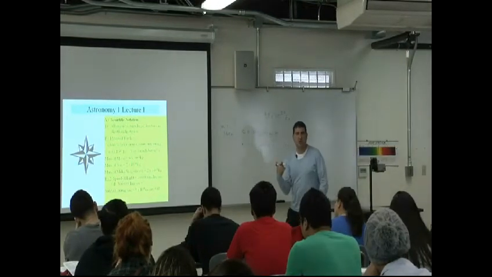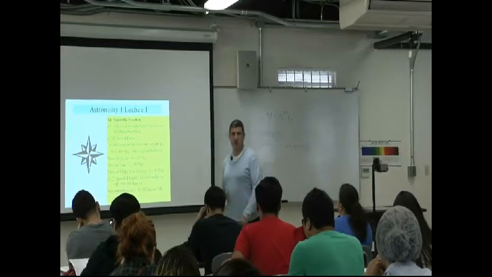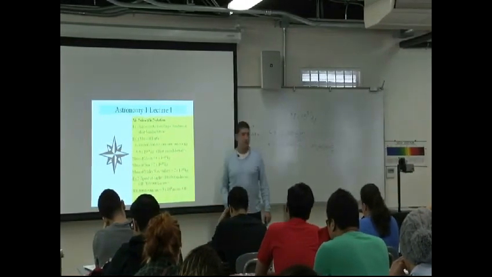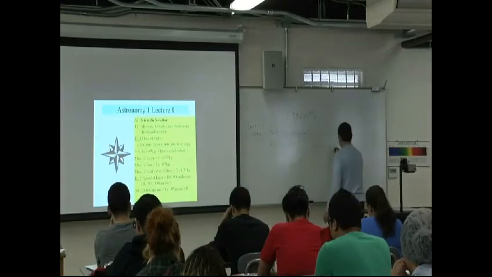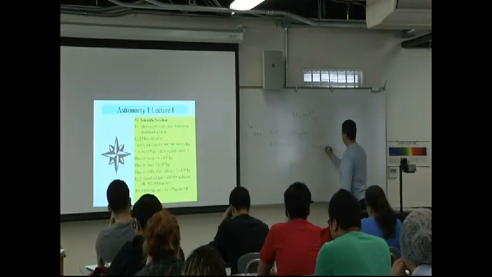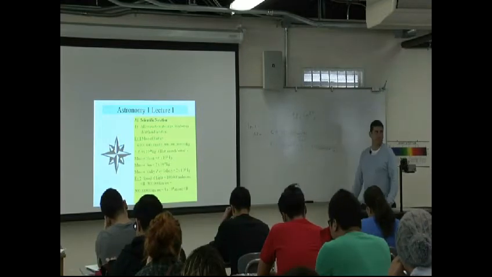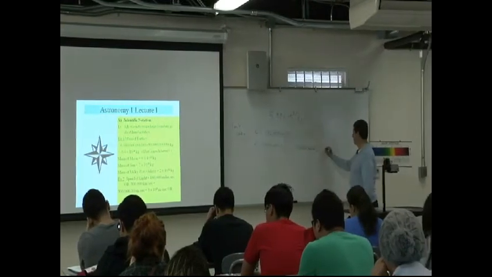Now, let's change that to scientific notation. How would I change to scientific notation? 3 times 10 to the 8. So how do you do that? 1, 2, 3, 4, 5, 6, 7, 8. 3 times 10 to the 8.